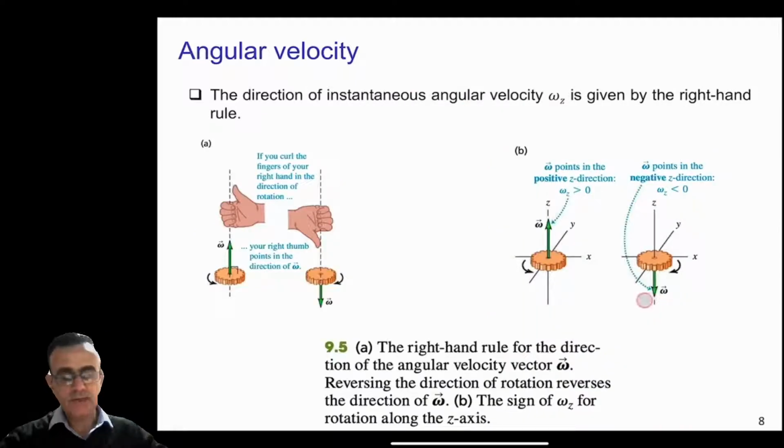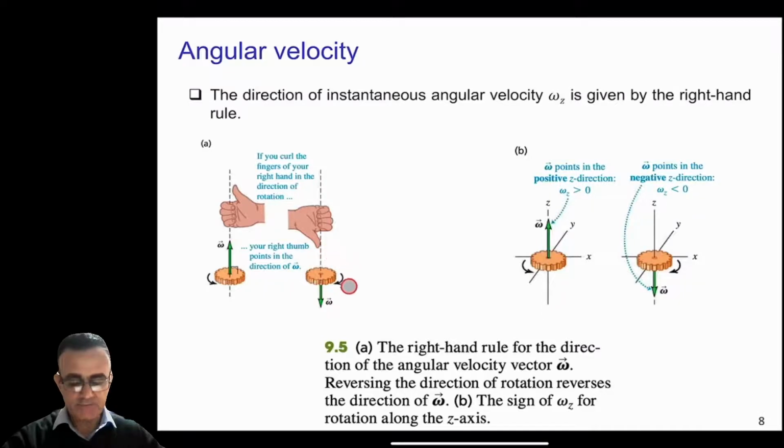Now, in the case of instantaneous angular velocity, which is omega z, the direction of omega z can be calculated using the right hand rule, as you can see in this figure here. If you curl your fingers in the direction of rotation, in this case the body is rotating counterclockwise, your thumb will point in the direction of the angular velocity. So the direction of angular velocity in this case is upward.